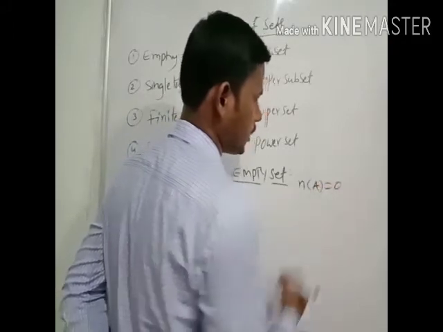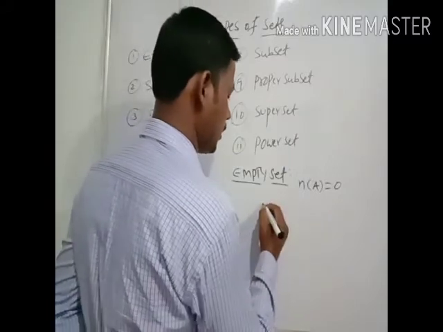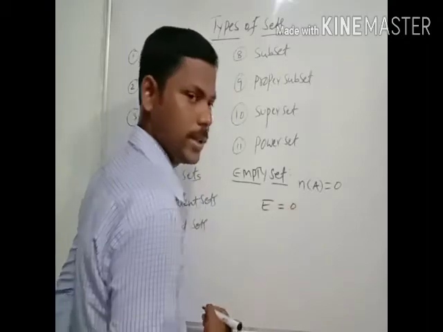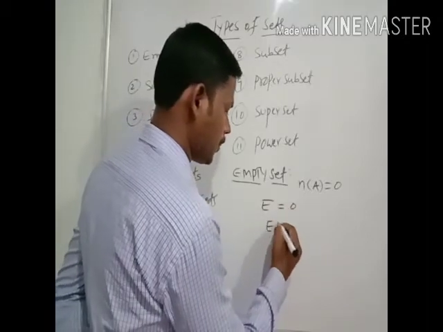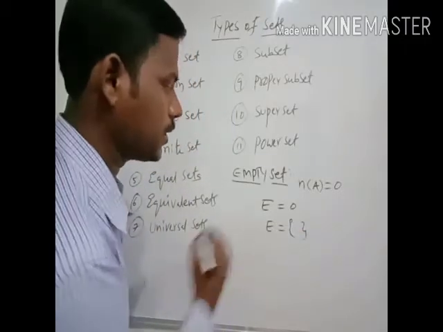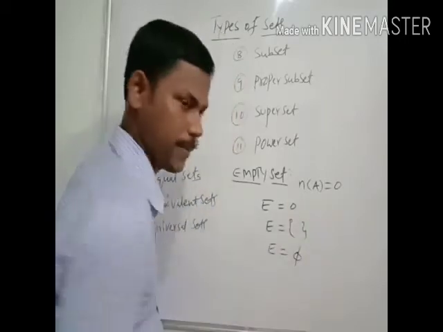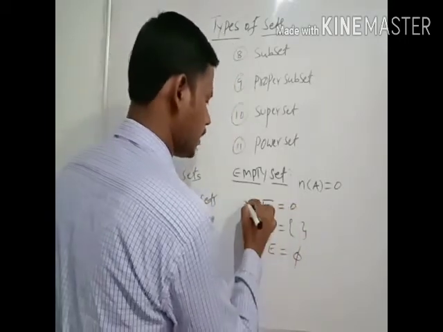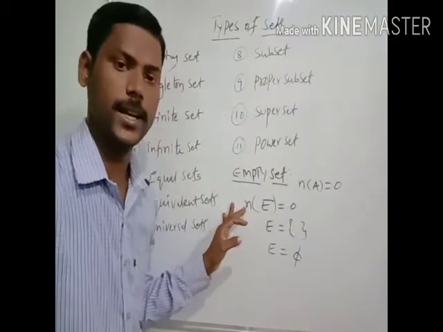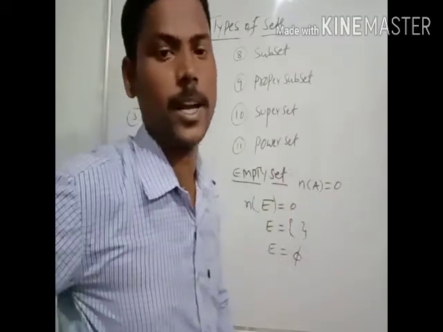So n(A) equals 0. The empty set is denoted by capital E, represented by curly brackets with no elements inside, or we use the symbol ϕ. So here n(E) equals 0. Okay, children? The set whose cardinal number is 0 is called an empty set.